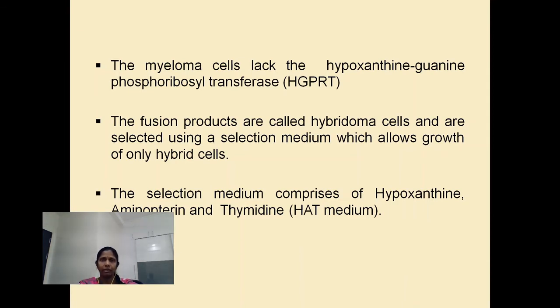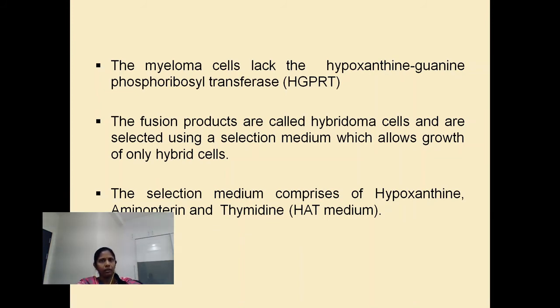Hybridoma cell is that cell which is formed by a fusion of a single B cell and a single myeloma cell. Among this mixture of cells, it is important that only the hybrid cells are selected and allowed to grow. This is done with the help of a selection medium, generally referred to as the HAT medium. The HAT medium stands for hypoxanthine, aminopterin, and thymidine.